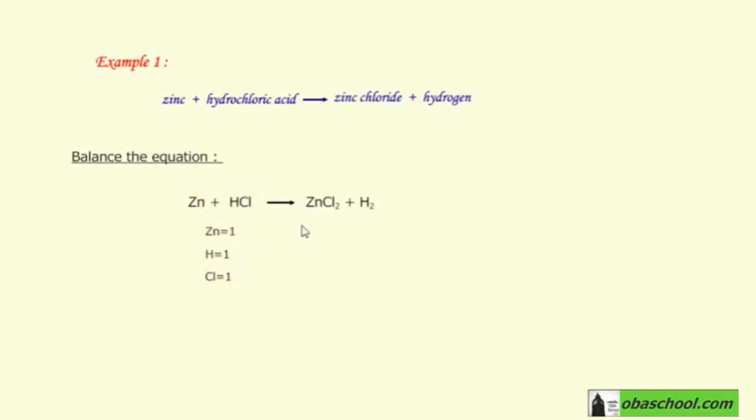Now let's see the products and compare the numbers. We have 1 zinc. Cl has 2 below it, so Cl equals 2. We have 2 atoms of Cl. Similarly, for hydrogen, we have 2 atoms of hydrogen. So let's compare the numbers. Zn equals 1 on both sides. For hydrogen, in the reactants we have 1, and in the products we have 2. And for chloride, in the reactants we have 1, and in the products we have 2.